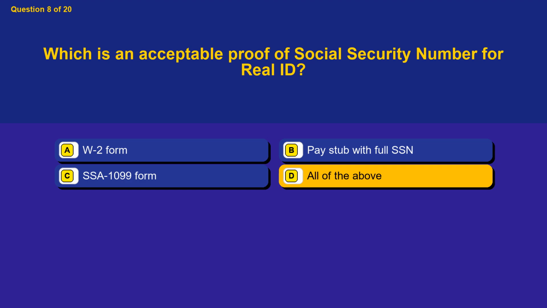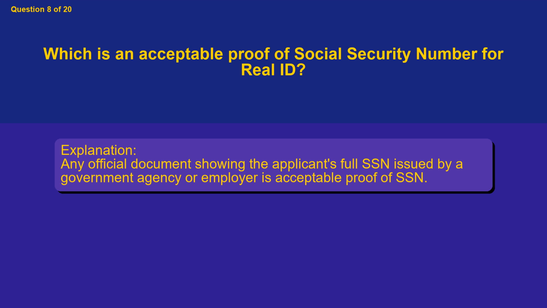The correct answer is option D, all of the above. Any official document showing the applicant's full SSN issued by a government agency or employer is acceptable proof of SSN.